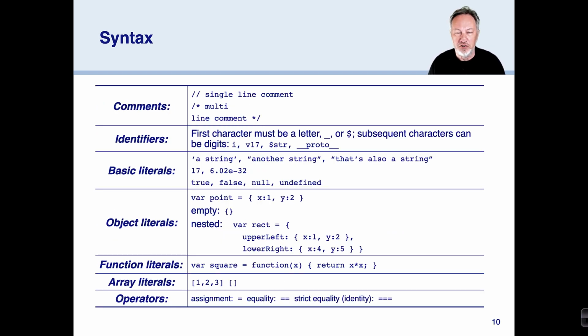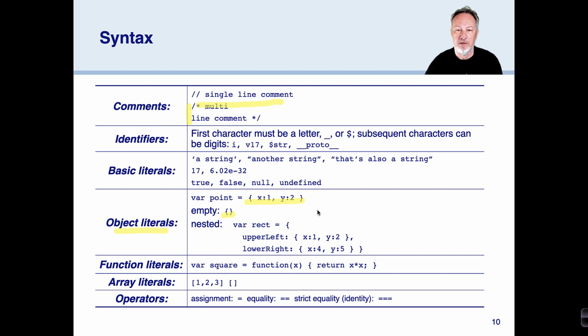Syntactically, there's not too much unusual about the JavaScript language. We can see here, for example, that comments look pretty much like they do in languages like C and Java. Identifiers are also uncontroversial, as are literals. The first thing that looks a little bit different is the notion of object literals. So object literals are enclosed in curly braces. So open-close curly braces is an empty object. Here's a point with an X and Y property.